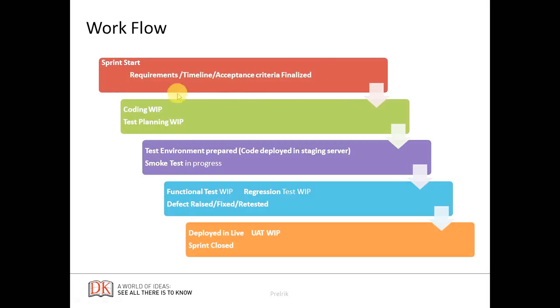For that sprint, code in WIP, test planning in WIP. So until the coding part is in WIP, a tester or the test team plans their work and test environment setup, and at the same time the tester performs smoke test in progress, function testing WIP, regression testing WIP, and if there was any defect, it will be raised and fixed, and then it will be deployed into live.